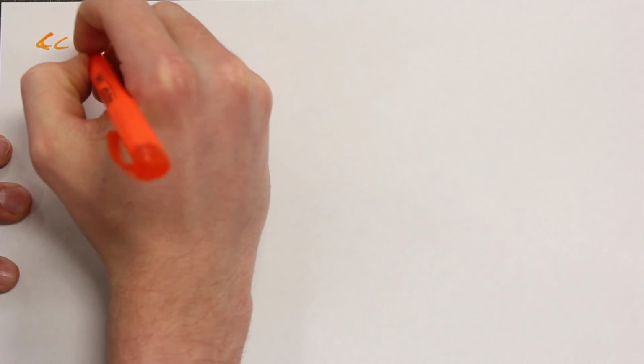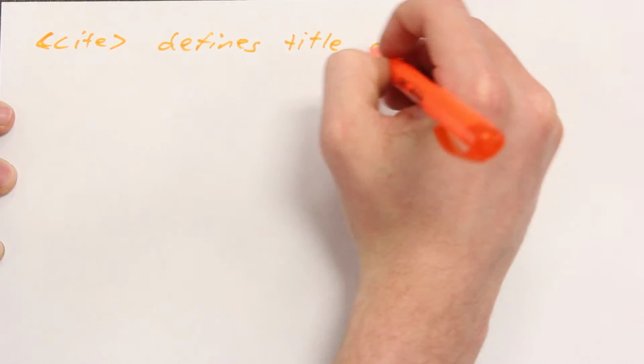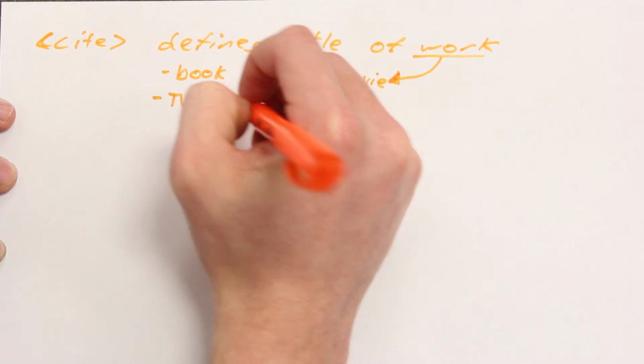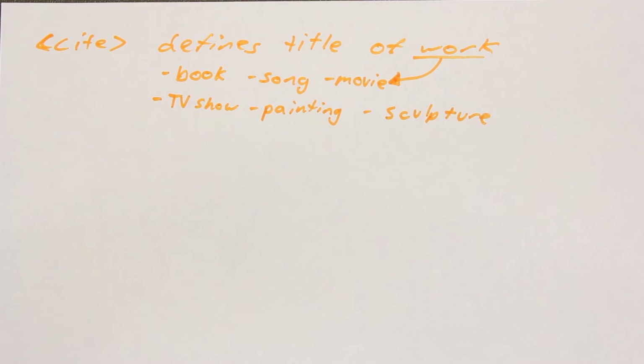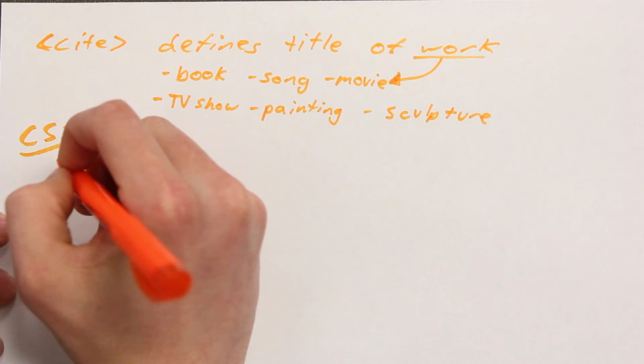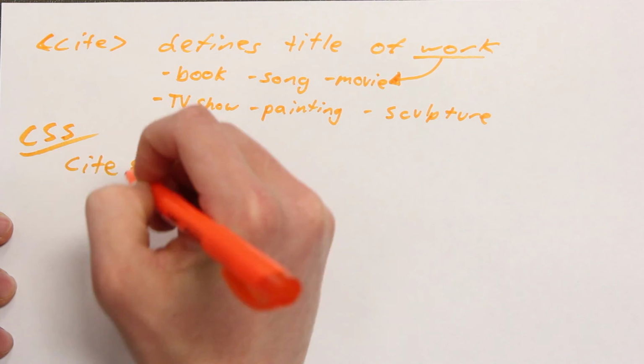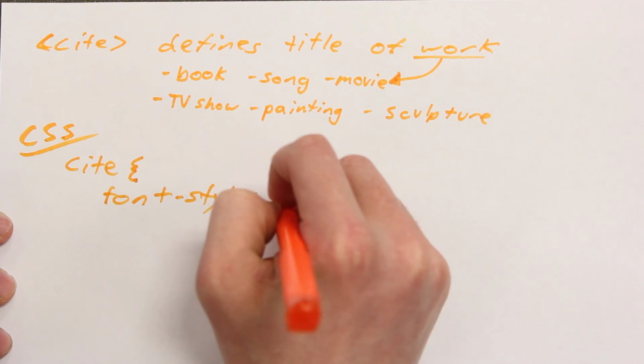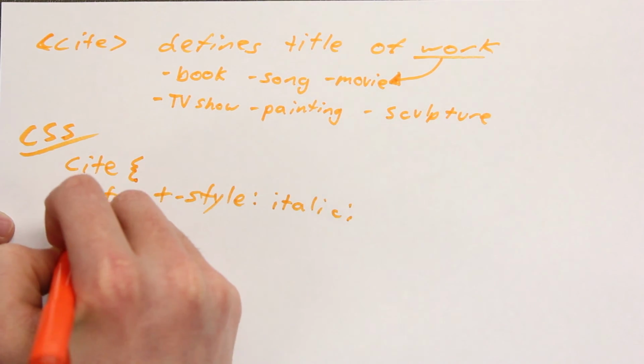The last one on this is fairly simple. It's the cite tag. The cite tag defines the title of a work, such as a book, a song, a movie, a TV show, a painting, or a sculpture. A person's name doesn't make the cut, so that does not go inside of the cite tag. What you're actually citing is the work, not the author of the work. And the default CSS is the easiest out of all these. It sets the cite tag to have a font style of italic.